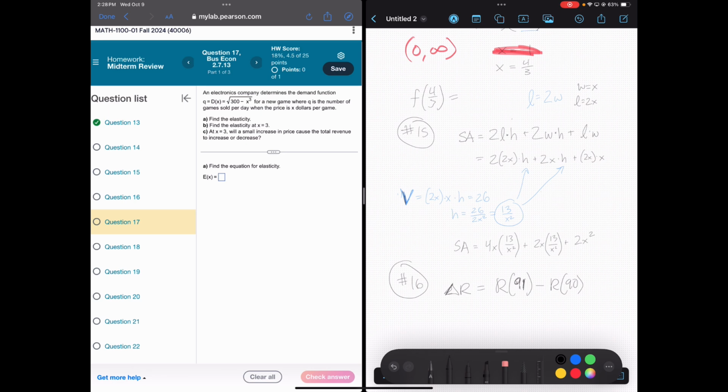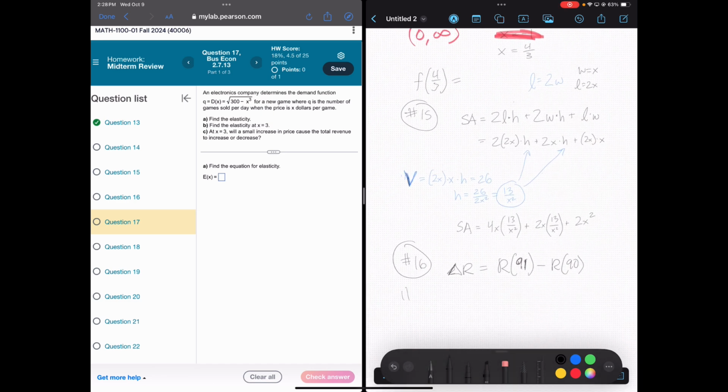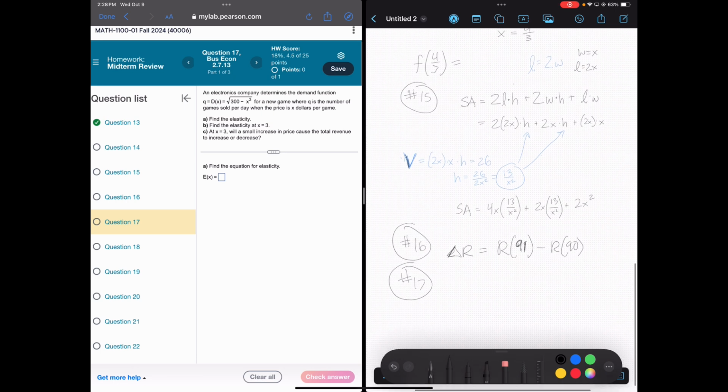Number 17 is elasticity. Your demand function is the square root of 300 minus x cubed. Find the elasticity. Elasticity just boils down to a formula, which is on your formula sheet. It's negative x times the derivative of your demand function over your demand function. Hopefully you remember that from the chapter 2 project. Part A is just using that formula to come up with a function for the elasticity. Part B is just plugging 3 in. And part C is interpreting that answer.